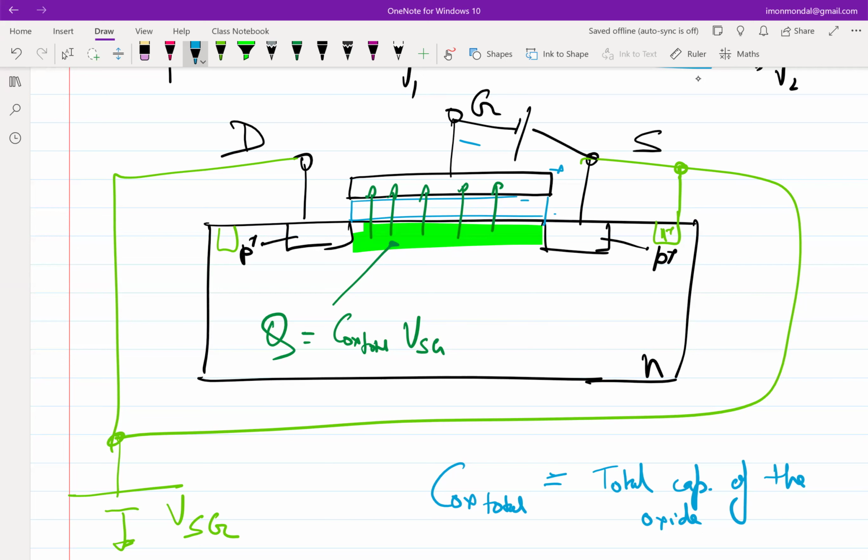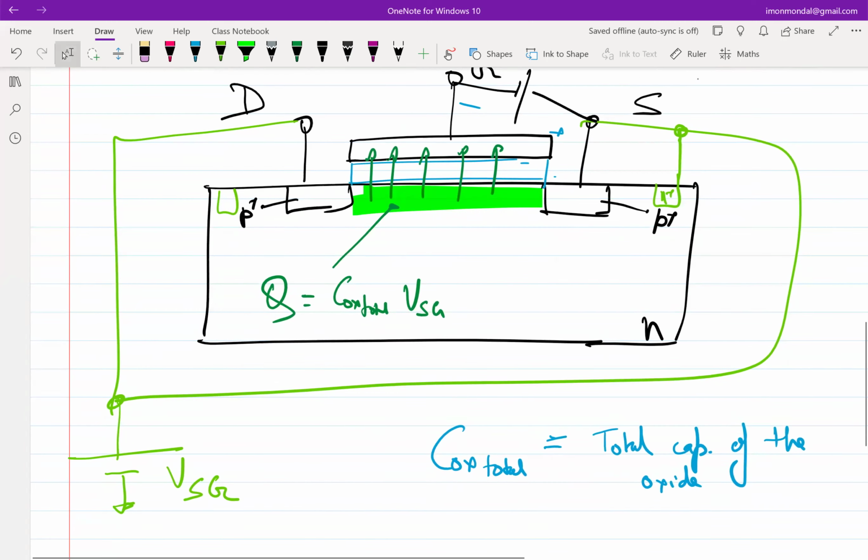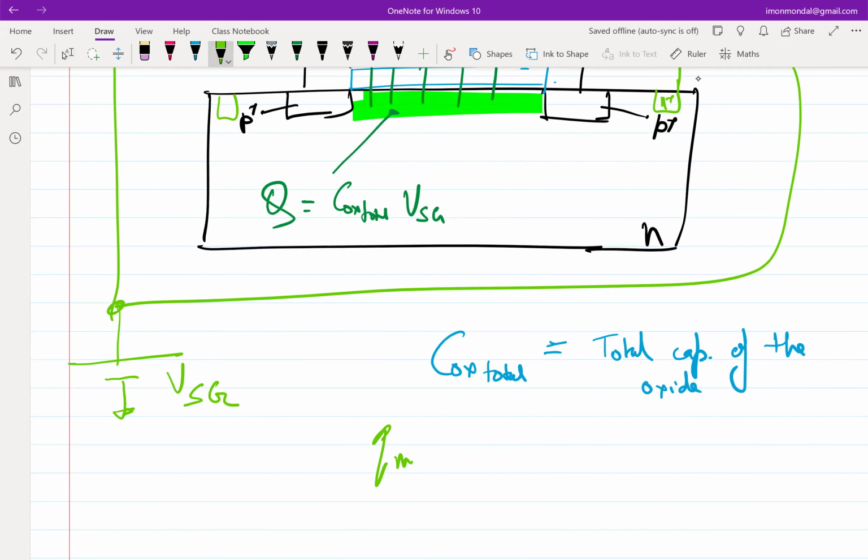the most important conclusion that arises is that if I subtract the threshold voltage from the applied voltage, I am getting the effective voltage that is giving me holes, right? Great. So essentially then the hack becomes, you say Q mobile is Cox total times VSG minus some threshold voltage.